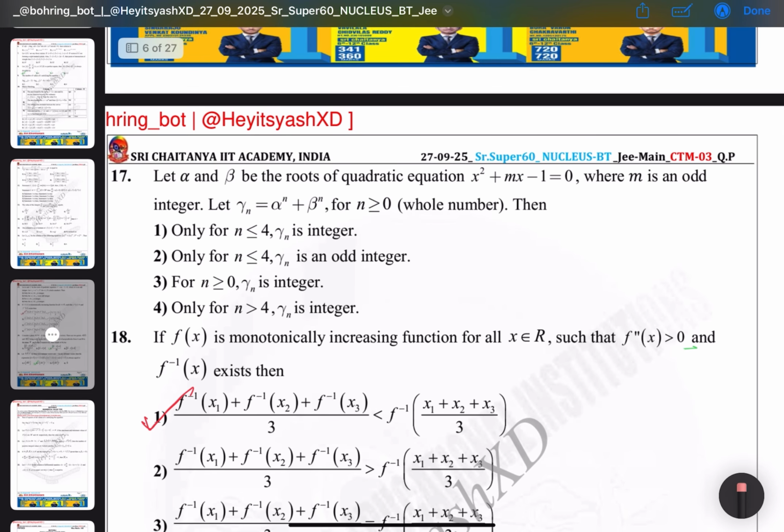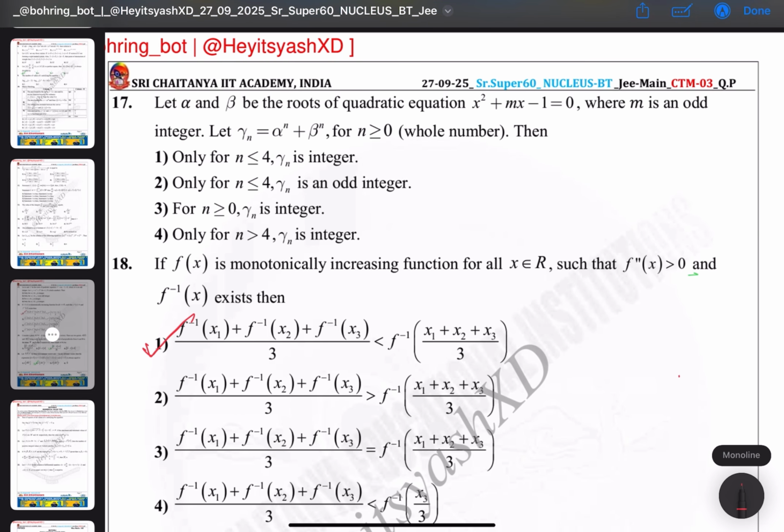Okay, let us go to question number 17. Let us go ahead and solve this question. Alpha, beta are the roots of the equation. So your alpha plus beta is simply minus m. Alpha beta is minus 1. And m is an odd integer. So m can be negative or positive, but it has to be odd.